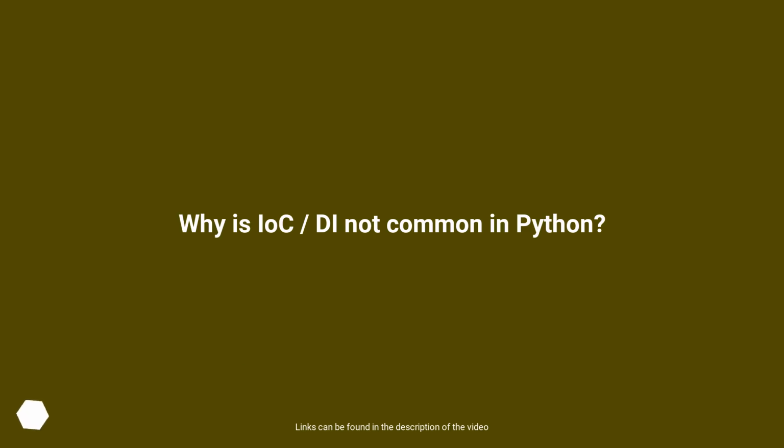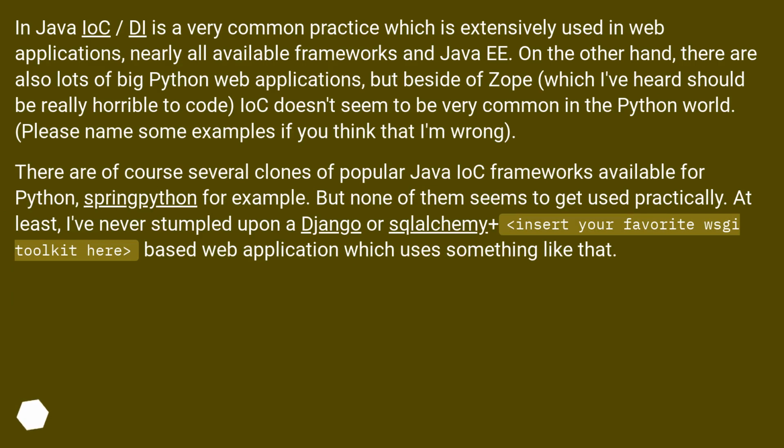Why is IoC/DI not common in Python? In Java, IoC/DI is a very common practice which is extensively used in web applications, nearly all available frameworks, and Java EE. On the other hand, there are also lots of big Python web applications, but besides Zope, which I've heard should be really horrible to code, IoC doesn't seem to be very common in the Python world. Please name some examples if you think that I'm wrong.